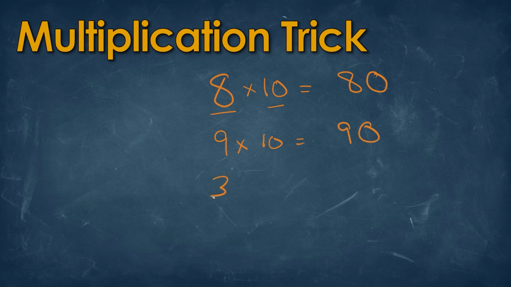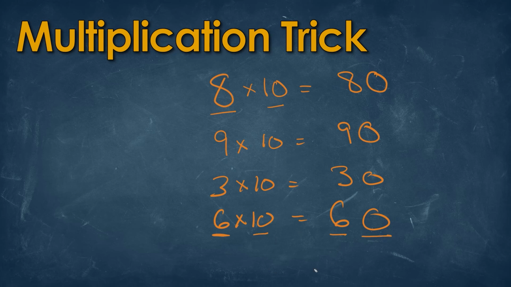Say we have 3 times 10 again. That's going to be 30. If we have 6 times 10, that's going to be 60. We take the value of the 6, put that in front, followed by the single 0 behind it for the tens place. Now that's the same if we do it the other way around. We do 10 times 3, it's still going to give us the same answer, which would be 30. 10 times 8 would still give us 80.